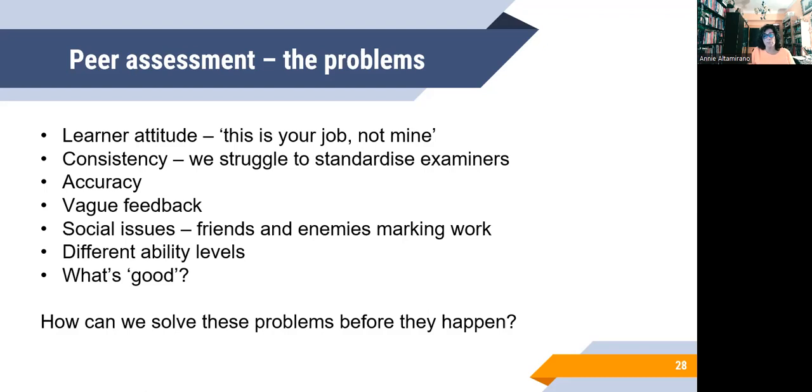Also, some teachers argue that different ability levels can be a problem. That is, they say that there is no point having a lower achieving learner assessing a higher achieving learner. I tend to disagree with this. And of course, they may not fully understand what makes a piece of work good. So, how can we solve these problems before they happen?